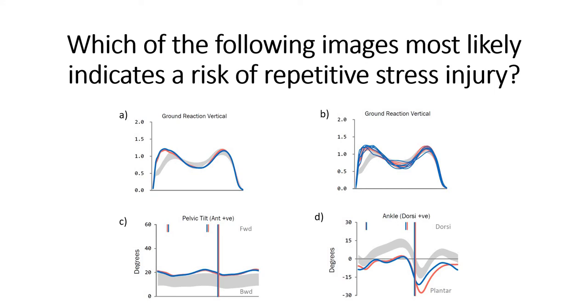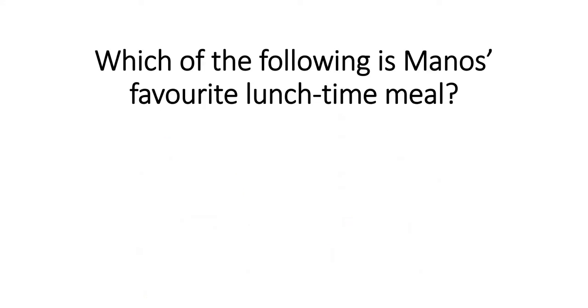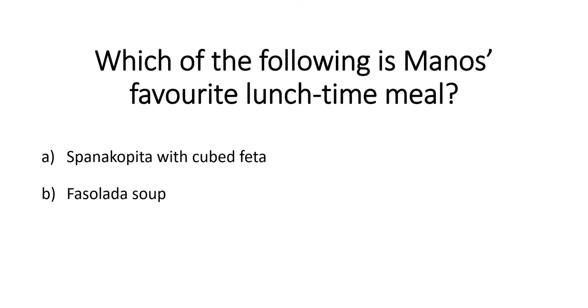Okay, moving on to an old favourite, which I know you've had before, but I just love including it. Which of the following is Manos's favourite lunchtime meal? Is it A, spanakopita with cubed feta, B, fasolada soup? I can't help but do the accent. I think I'm going Italian, but never mind. C, sun-dried octopus, D, wet bread. Bearing in mind he has had all these at some point or another in the office for lunch. One of the many reasons I'm glad I'm not in the office right now. Okay, moving on.